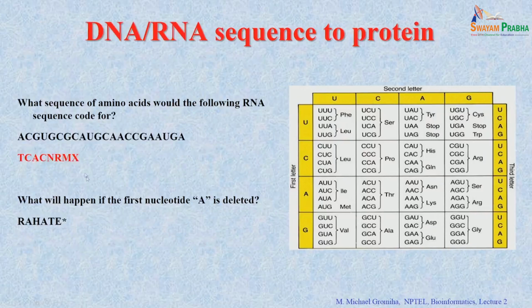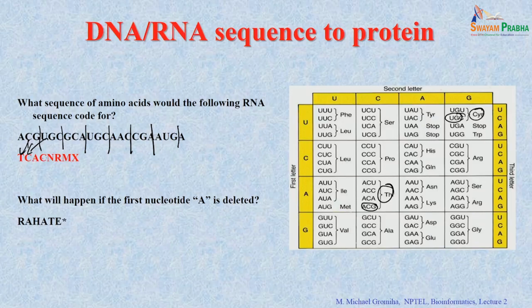Now, if we have a DNA sequence or RNA sequence, can we get the protein sequence? Here I gave an RNA sequence. Can we get the protein sequence from this RNA sequence? Yes. What to do? First take 3 nucleotides at a time, in steps of three. So, ACG, what is ACG? A here, C here and G here, ACG. So, the ACG codes for T. Then UGC, that is cysteine.